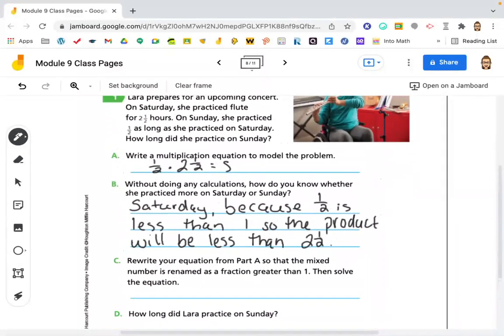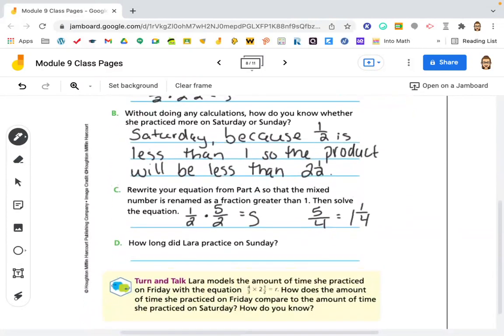Let's rewrite your equation in part A so the mixed number is renamed as a fraction greater than 1. Then solve the equation. So we're going to make 2.5 an improper fraction because the 1/2 can stay the same. So 2 times 2 is 4, plus 1 is 5. That equals S, but then when we solve it, 1 times 5 is 5, and 2 times 2 is 4. We can simplify that. 4 goes into 5 one time with 1 left over.